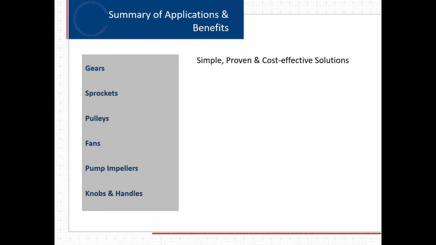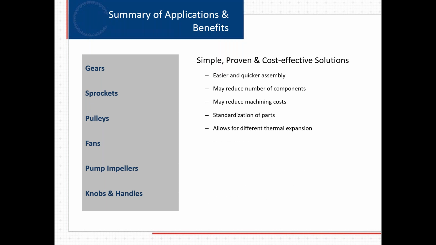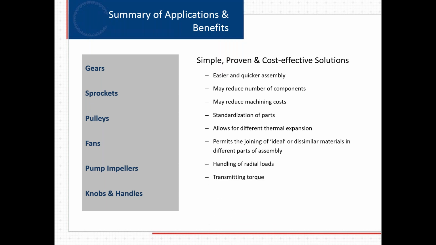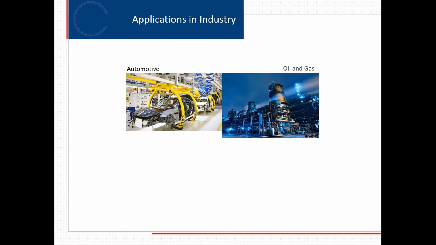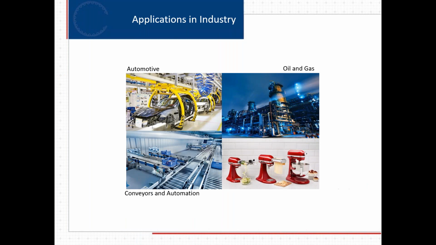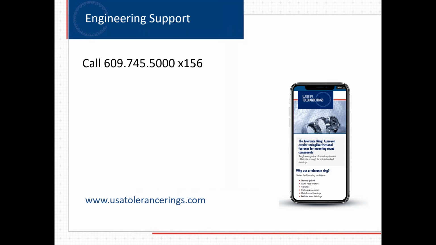So in summary, tolerance rings are great, simple, proven, cost-effective solutions. They can allow for easier and quicker assembly, and may reduce the number of components needed. They can reduce machining costs, allow for standardization of parts, and allow for different thermal expansion, for instance, joining dissimilar materials in different parts of the assembly. They can handle radial loads, transmit torque, and they can be used for slip torque applications to prevent overload in certain applications.